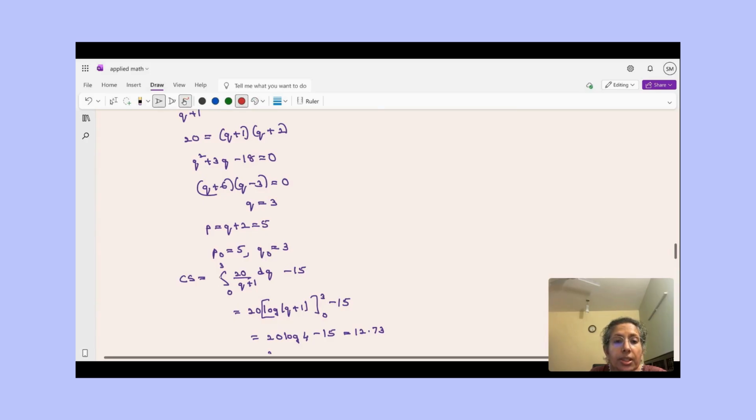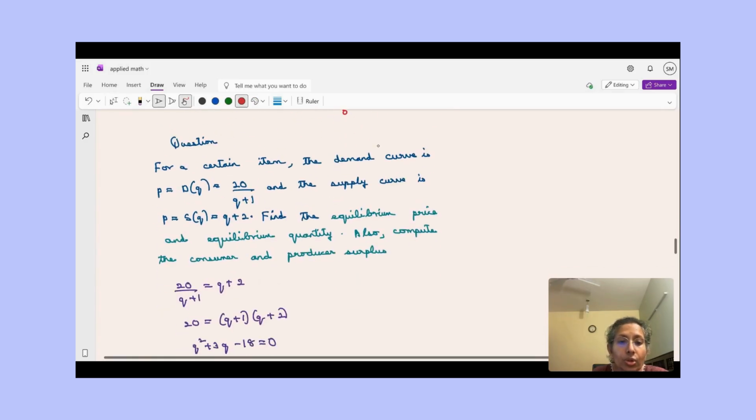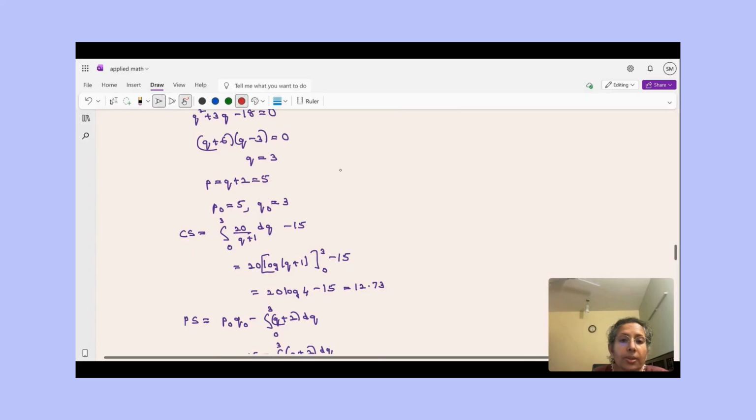Consumer surplus is integral 0 to q naught of D(q) dq minus p naught q naught. So it will be integral 0 to 3 of 20 by q plus 1 dq minus 15. Integral of 1 by q plus 1 is log mod q plus 1 within the limit 0 to 3, minus 15. That would be 20 log 4 minus 15, which is 12.73.